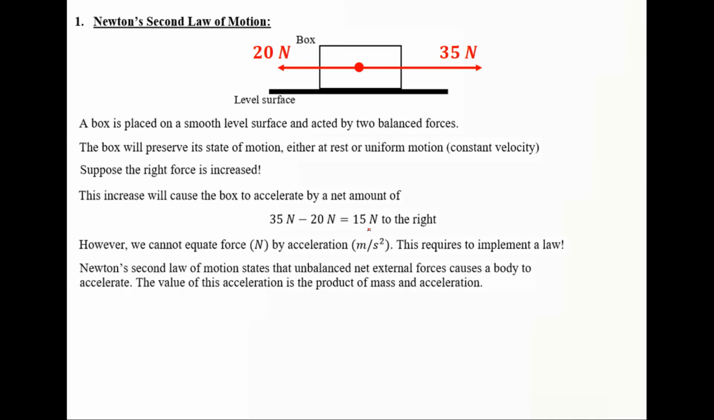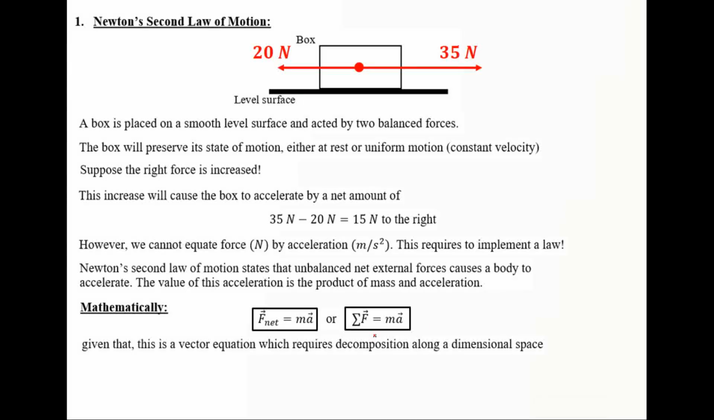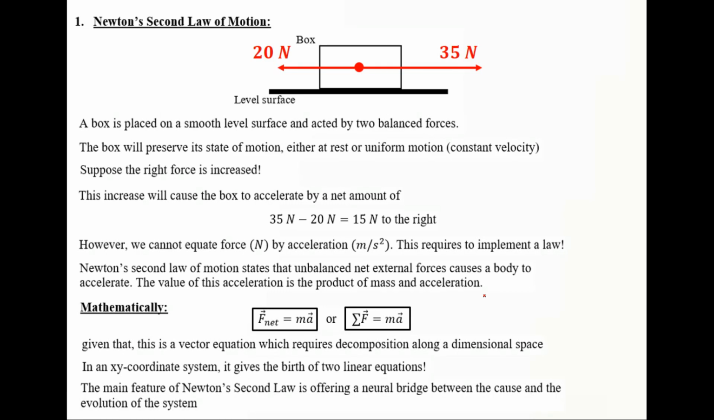Newton's second law of motion states that unbalanced net external forces cause a body to accelerate. The value of this acceleration is related to the product of mass and acceleration. Mathematically it can be represented as the net force is given by m multiplied by the acceleration, or the sum of forces is ma. Given that this is a vectorial equation, which requires a decomposition along a dimensional space in an xy coordinate system, it gives birth to two linear equations, as we shall see. The main feature of Newton's second law is offering a neural bridge between the cause and the evolution of the system.